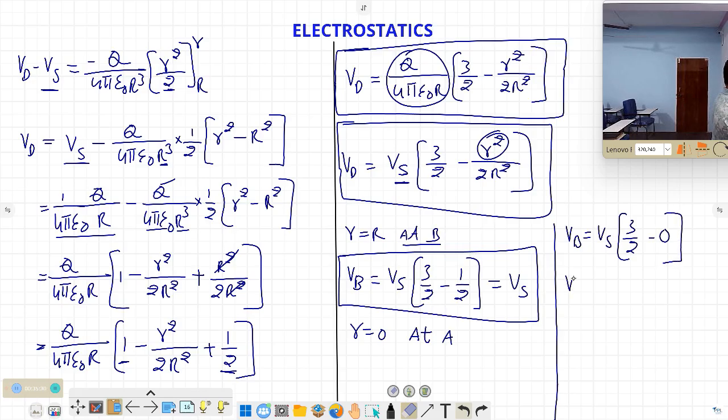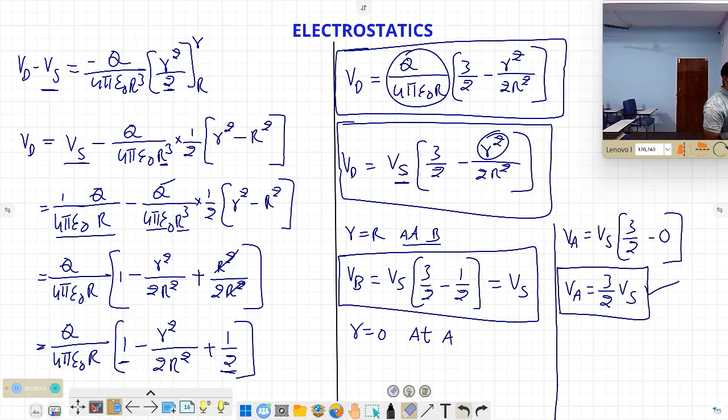So that means VB is equal to nothing but, sorry, there is no B point. This point is A point. Center means VA. VA is nothing but how much you are going to get? That is 3 by 2 times of Vs here. That means potential at A point becomes equal to 3 by 2 times the potential on the surface. This is the expression already done. So this is the point we discussed in the previous.